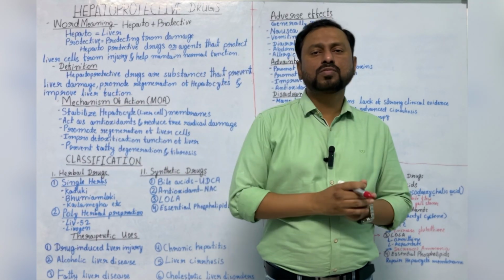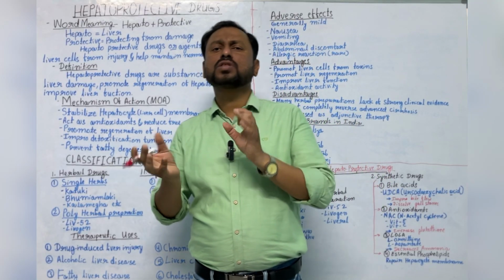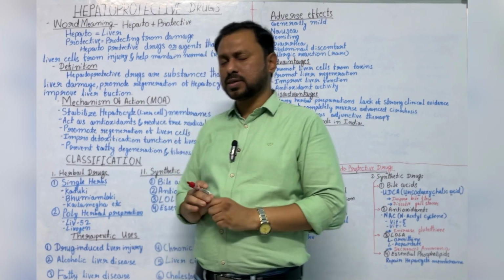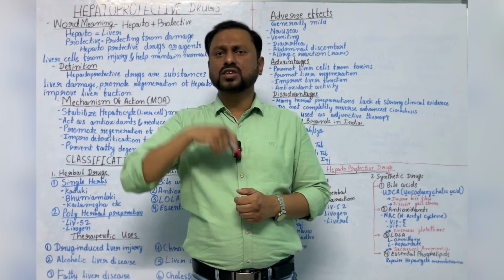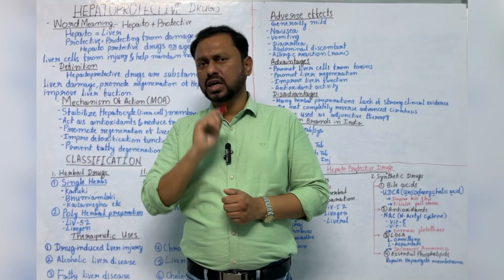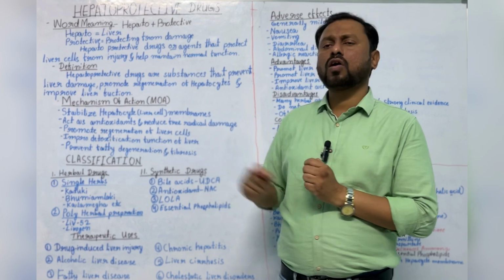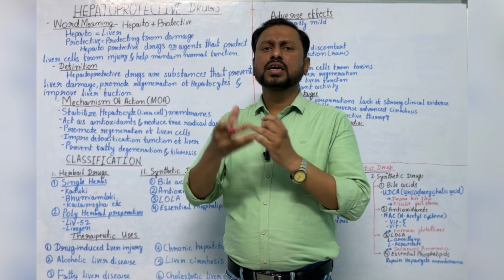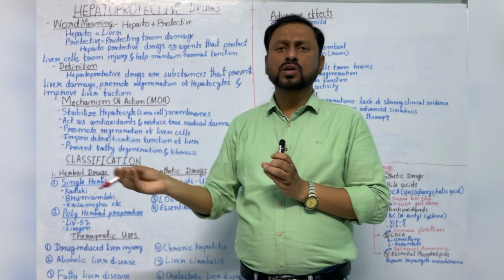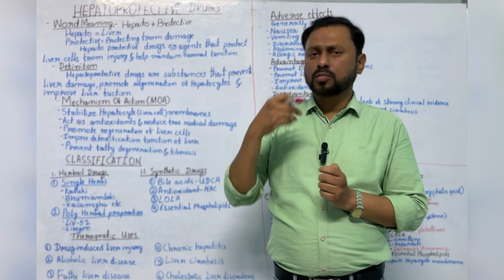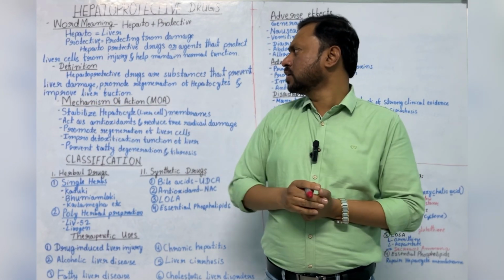The next one, mechanism of action, that is called MOA. Simply, how these drugs act. The first thing is they stabilize the hepatocyte membranes. If you give these drugs, the first mechanism of action is that they stabilize the liver cells or membrane. The membrane becomes strong and stable. It will prevent toxic and unnecessary things from going inside the liver. They stabilize and protect. This is the first main mechanism of action.